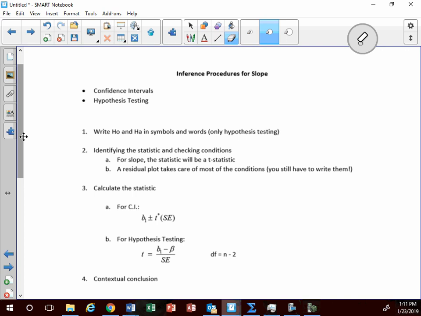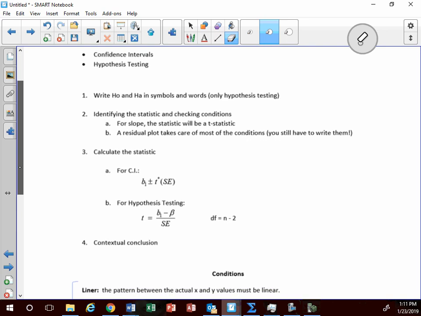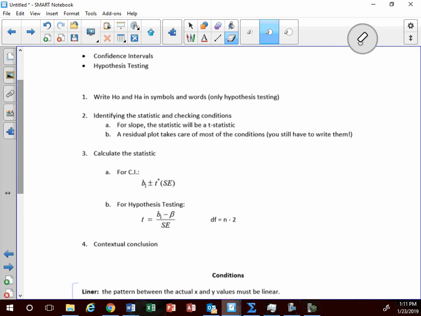Okay. All right, guys, so we're going to do confidence intervals. We're going to do hypothesis testing. You still have to write your null and your alternative, symbols and words. Hey, guys, stay with me here, okay? We have 10 minutes left.